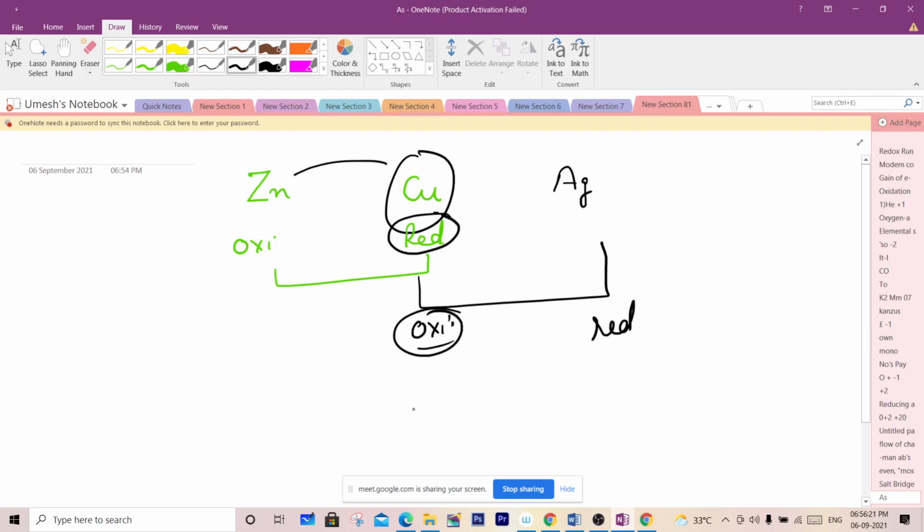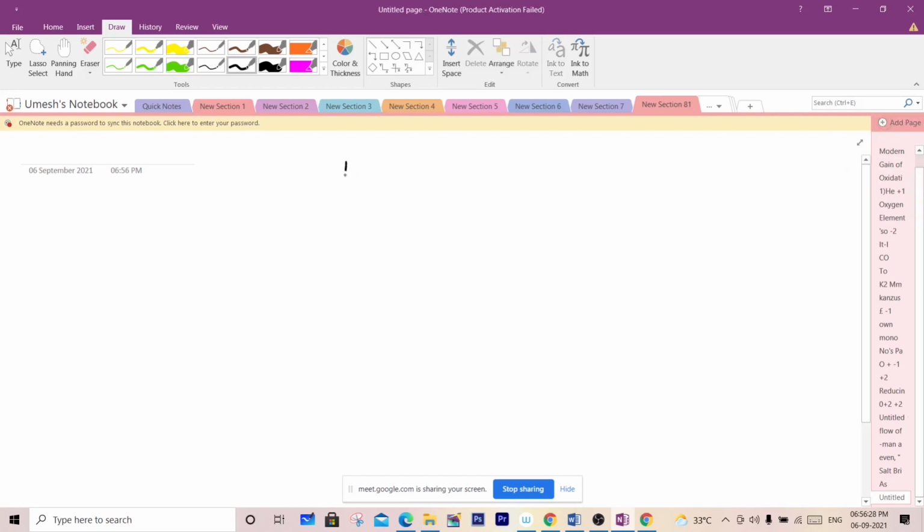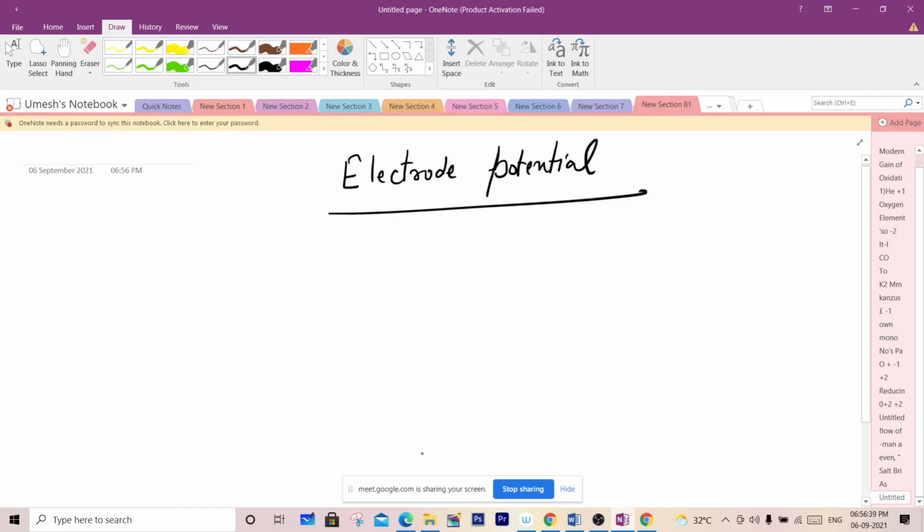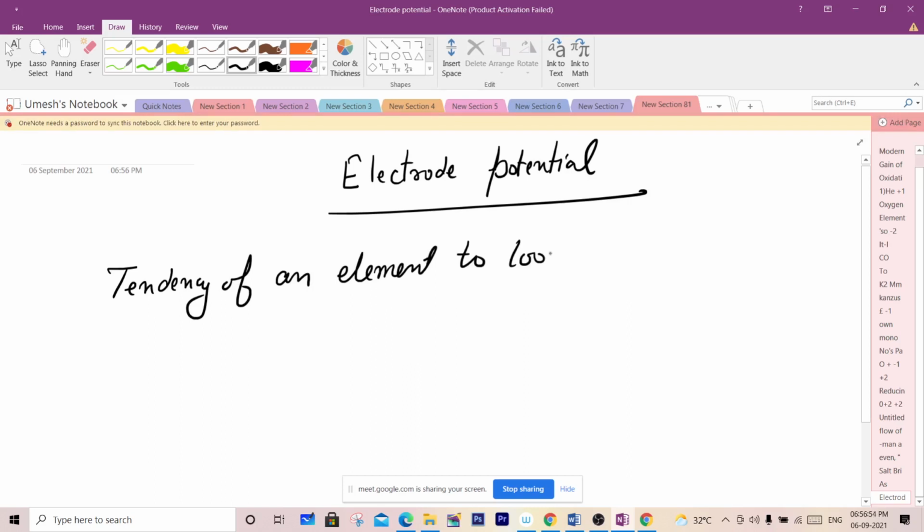It means there is something known as the power to lose or gain electrons, right? We call this the electrode potential. What is electrode potential? Write down: tendency of an element to lose or gain electrons is called electrode potential. This is of two types. One is called oxidation potential, the other is called reduction potential.